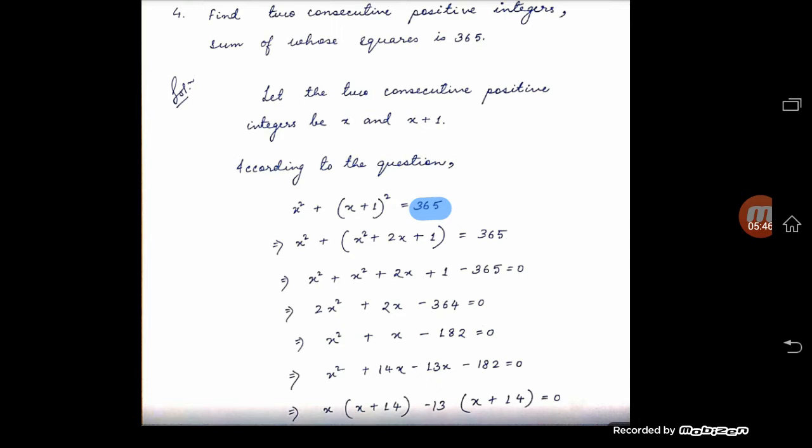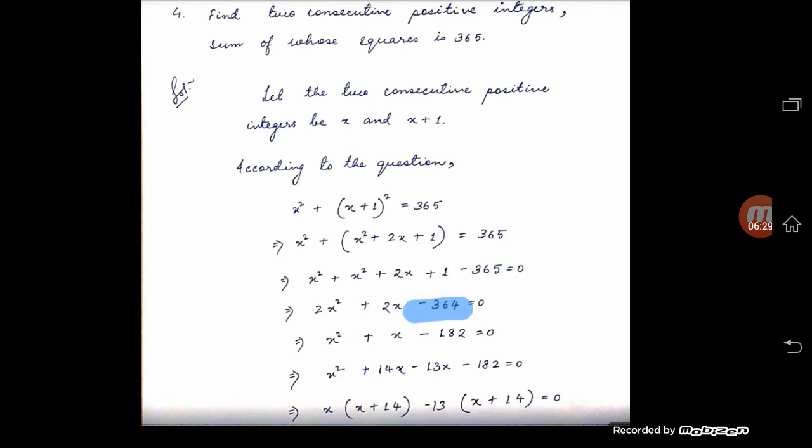We expand this (x plus 1) whole square from the formula (a plus b) whole square. (a plus b) whole square is equal to a square plus b square plus twice ab. So here a square is x square, plus twice ab means x into 1 into 2, twice x, plus 1 square. 365 will remain as it is. In the next step, x square plus x square gives twice x square. 2x will remain as this, plus 1 will remain as this. This 365 will come to this side and become minus 365. So plus 1 and minus 365, we have minus 364.